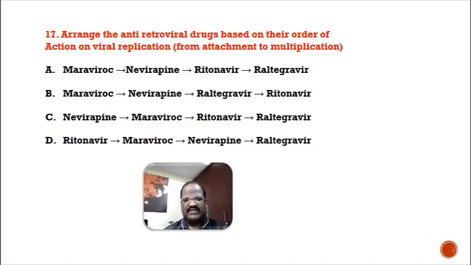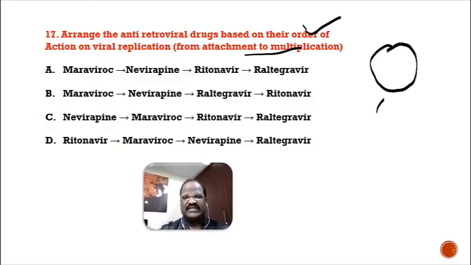Coming to question number 17, arrange the antiretroviral drugs based on their order of action on viral replication, from attachment to multiplication. This is again a good question. Before looking at the option, you should know the virus pathology. We know the first point is the virus attaches to the CD4 cell. The second point is viral RNA becomes DNA.